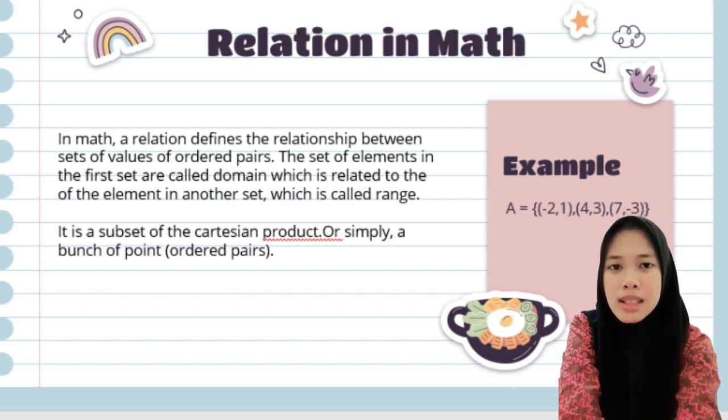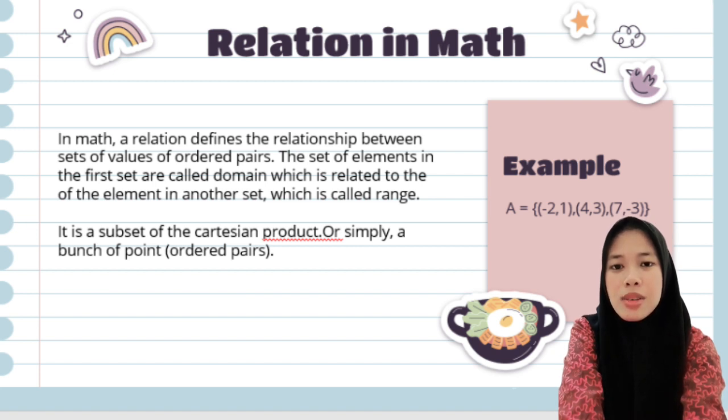In other words, the relation between two sets is defined as the collection of ordered pairs, in which the ordered pair is formed by objects from its sets. For example, set A is equal to {(-2, 1), (4, 3), (7, -3)}, usually written in set notation form with curly brackets.